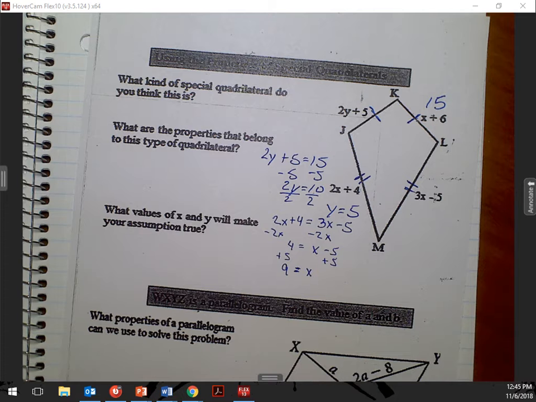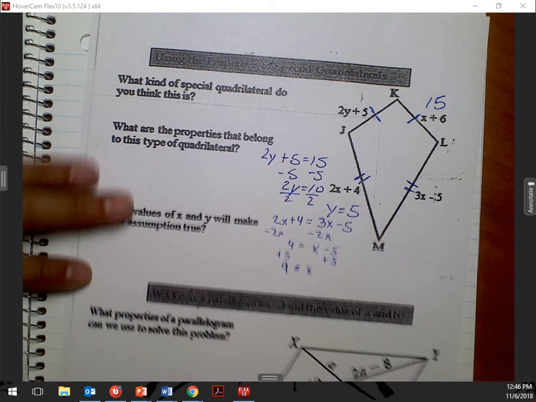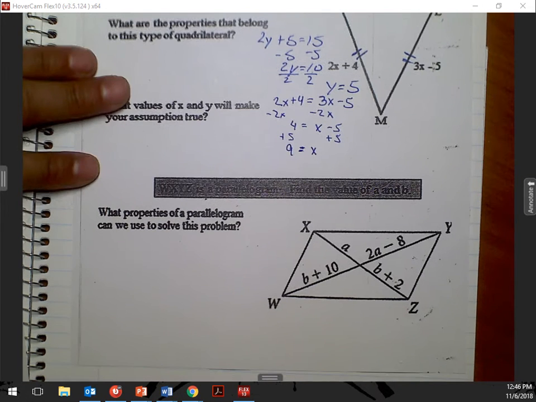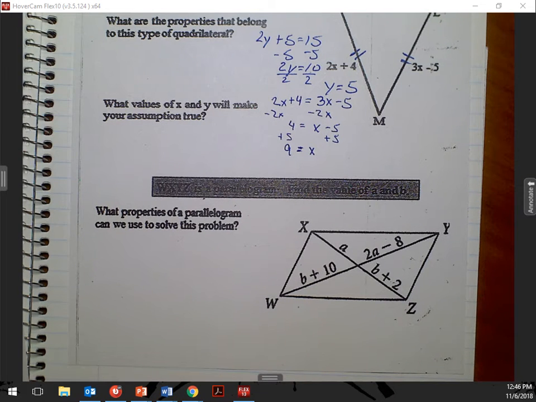So, did we solve for x and y? Yeah, there we go. Okay, so now, this one right here, it is a parallelogram. I know it's all dark, so forgive me on my copying here. All right, so it is a parallelogram. Find the value of a and b.